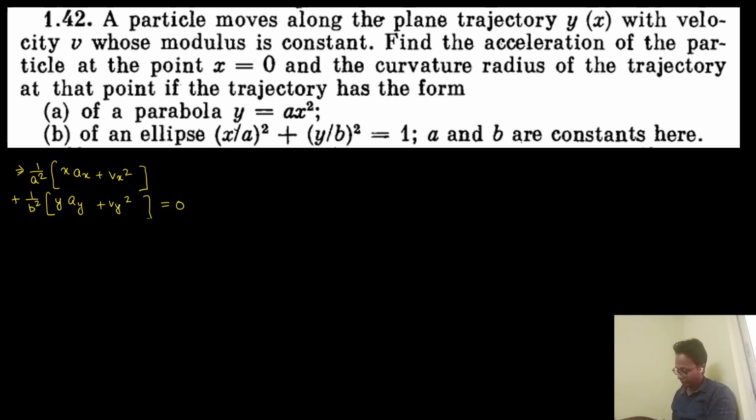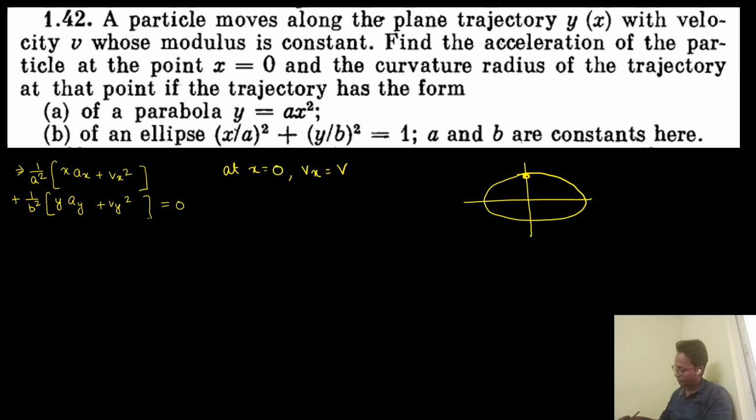So here, we need to substitute x equal to 0. So at x equal to 0, vx is equal to v. See, when this particle is moving in an elliptical orbit at x equal to 0, there is only an x component of velocity. There is no y component of velocity, and vy is equal to 0. So x is equal to 0.